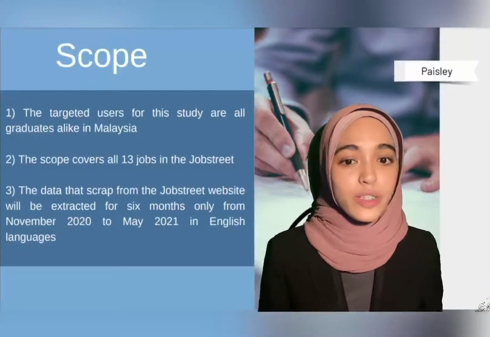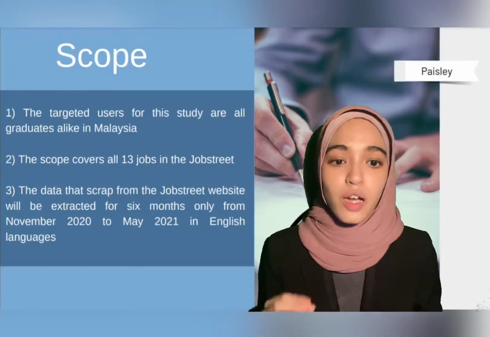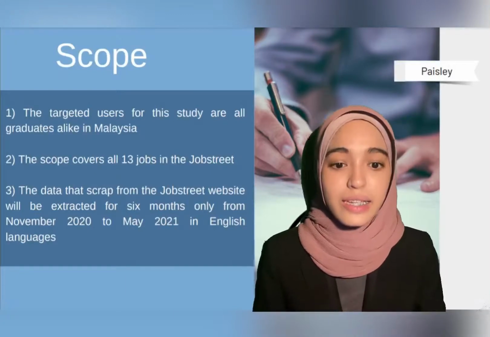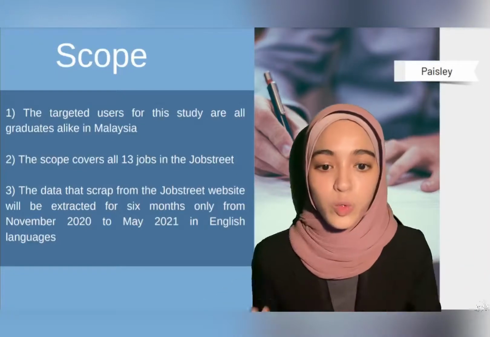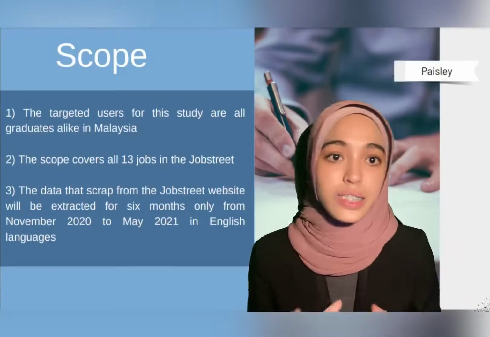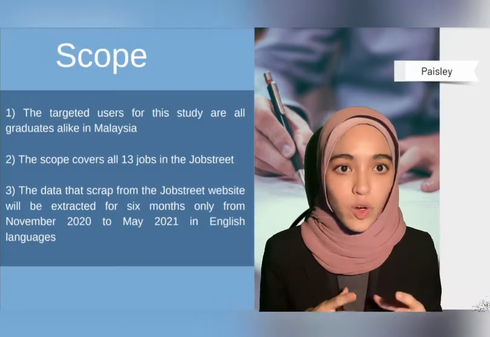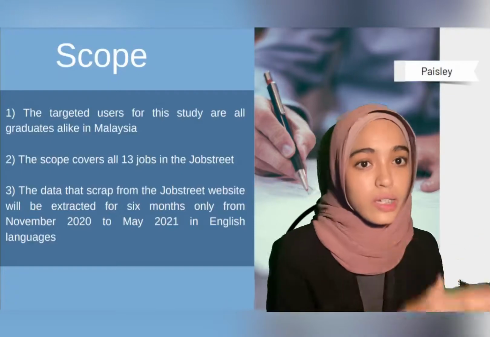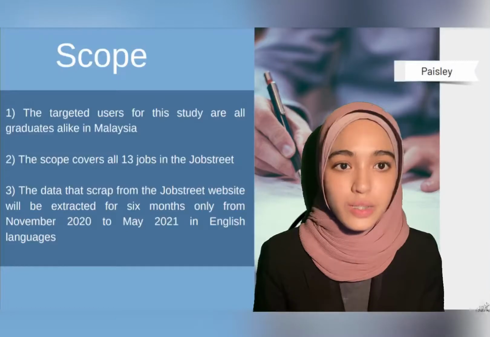The scope for this project is all graduate students in Malaysia. Next, the scope covers all 13 jobs in JobStreet Malaysia. Lastly, the data scraped from JobStreet websites will be extracted for 6 months only, from November 2020 to May 2021, in English language. This is because JobStreet only allows companies to advertise jobs within 6 months only.